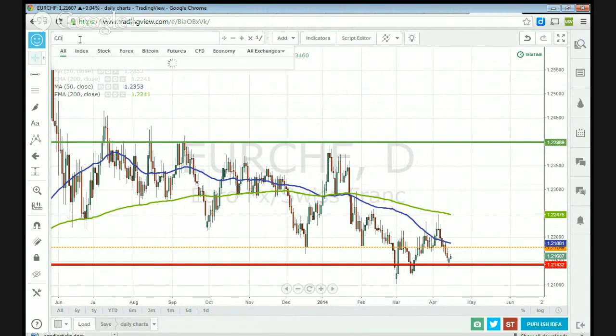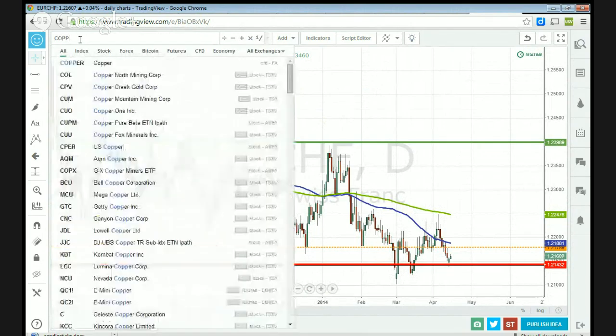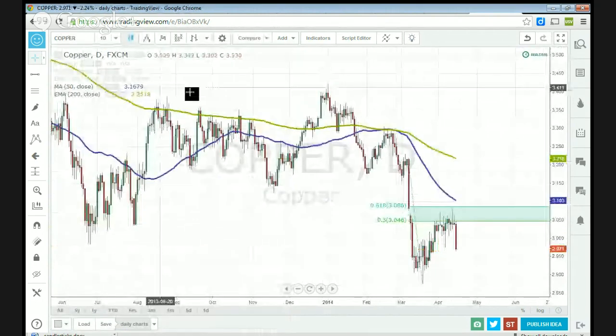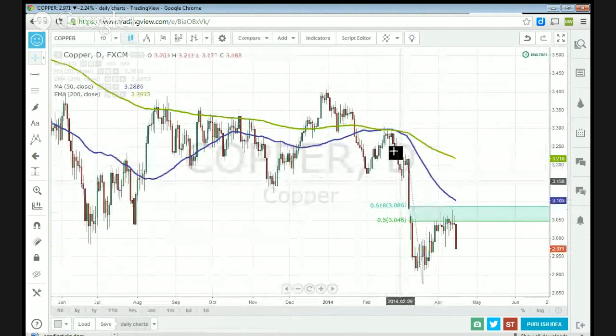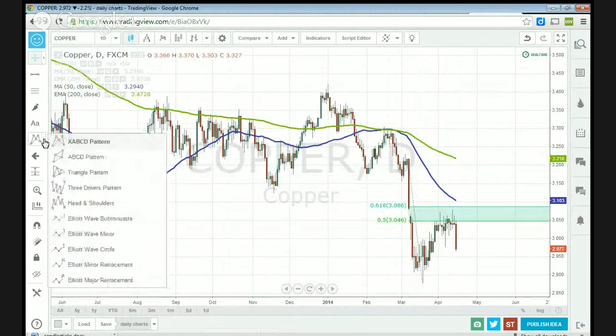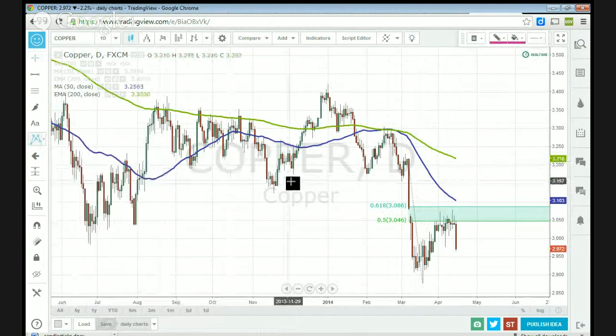There are some other charts that I thought were worth highlighting. One is copper. Copper, very bearish formation here. Great for swing trading, and really this is an ABCD pattern. Let me actually draw the beginnings of that. It's always a little awkward drawing these patterns when they go off the chart.